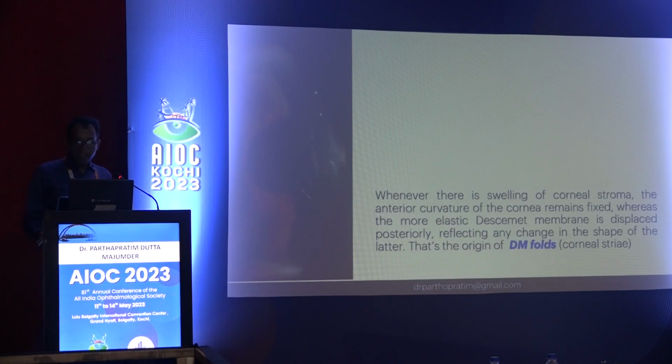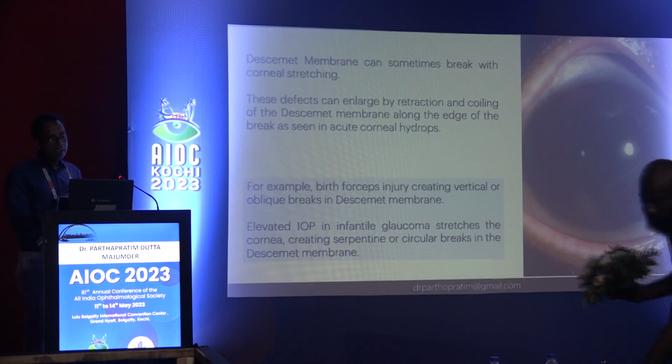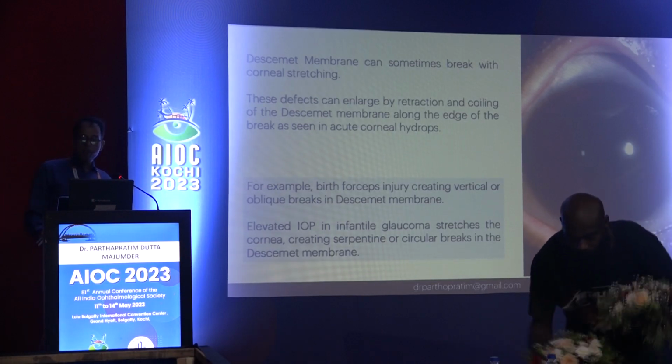So that's how the DM folds are created. In cataract surgery, DM folds are created. Now, Descemet's membrane can break due to corneal stretching. During forceps delivery, and with the elevated IOP in infantile glaucoma, the cornea is stretched and this causes a break in Descemet's membrane.